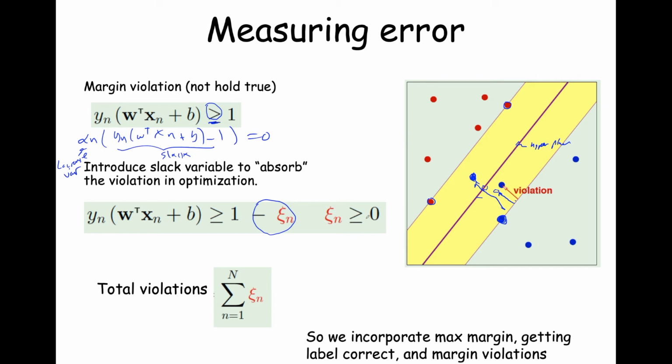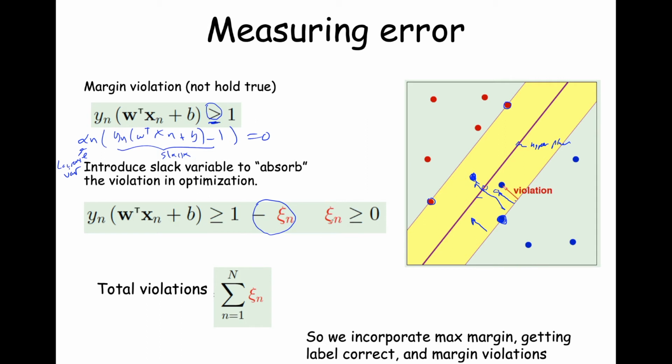If xi is greater than 0, that means you're a so-called margin violation. You're in this margin. Within the margin, you've violated it. Now, if xi is exactly 1, that's equal to 0. Those points for which this is equal to 0 are exactly on the hyperplane. If xi is greater than 1, you're going to be across the hyperplane. That means you're going to be misclassified.